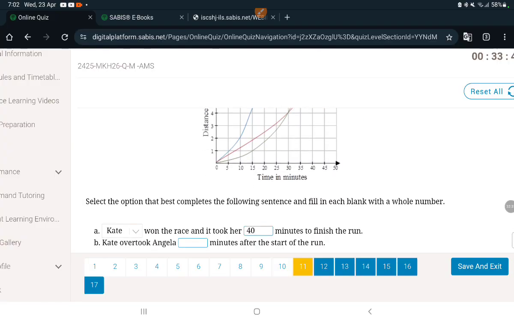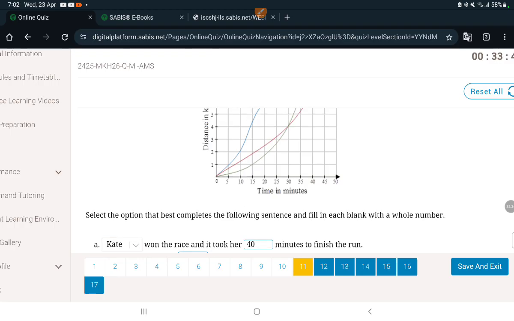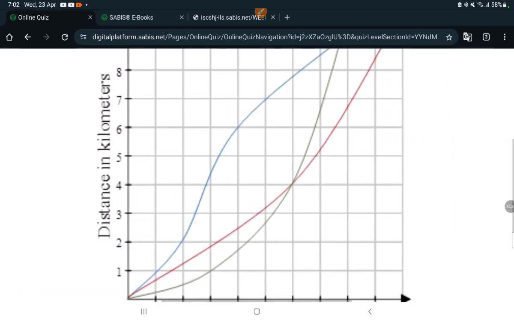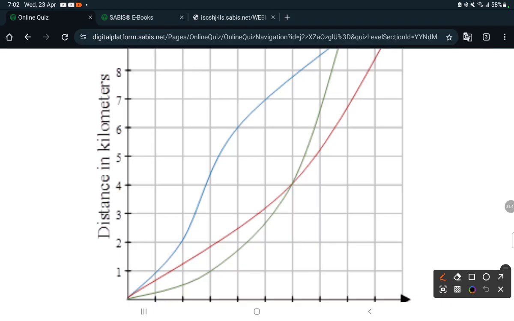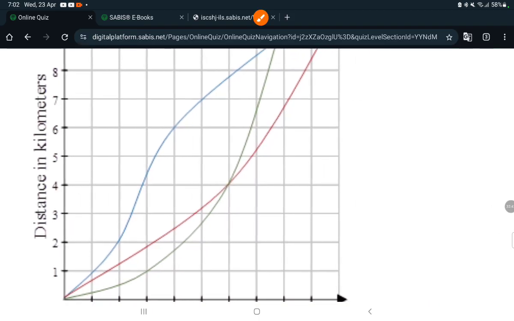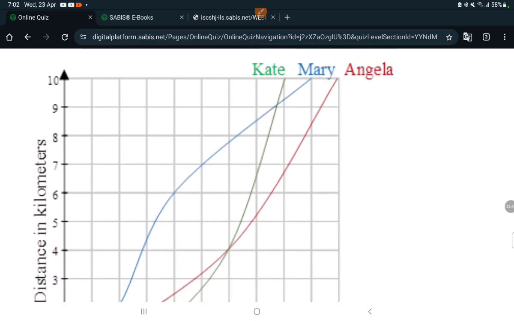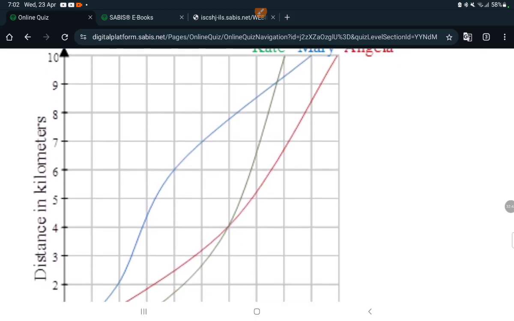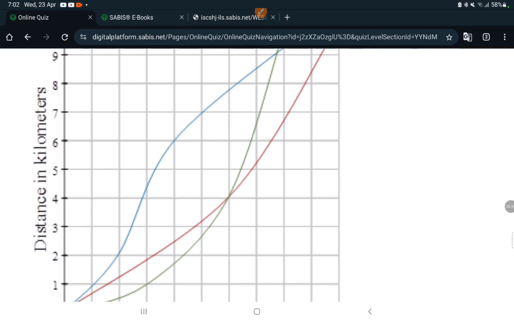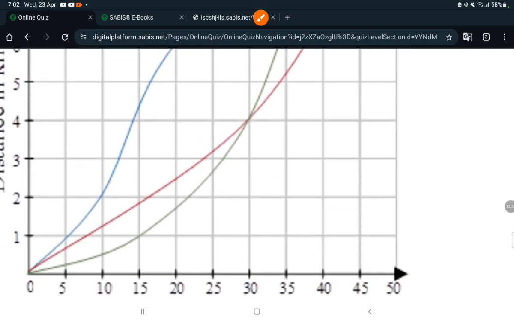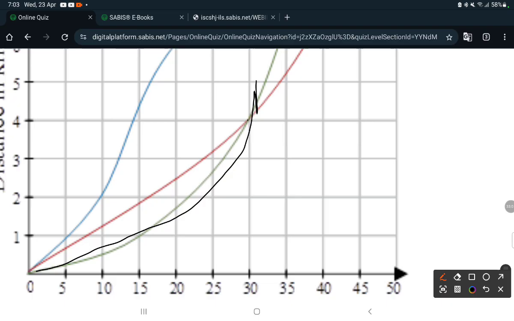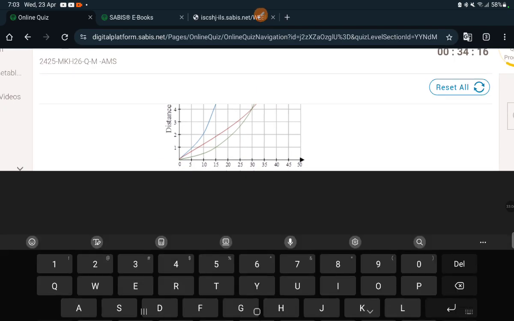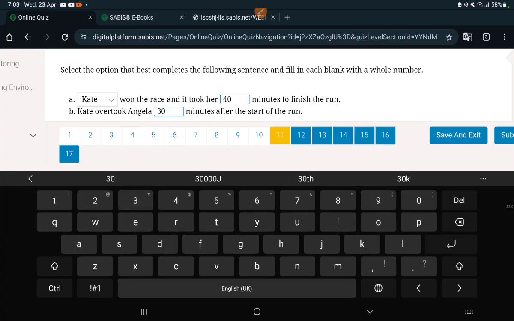And now, Kate overtook Angela blank minutes after the start of the run. Overtake basically just means the moment that she was faster than her. So we have Angela as the red line and Kate as the green line. The moment that we could see that Kate overtook her was when, here she was losing and then now she's winning. So it is 30 minutes. She overtook Angela 30 minutes after the start of the run.